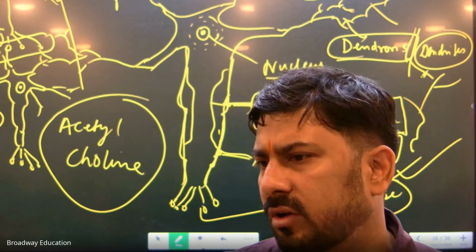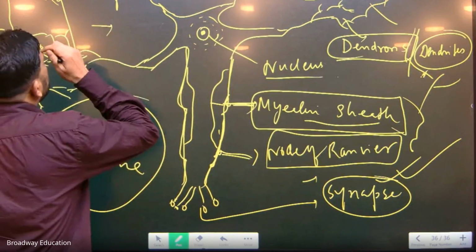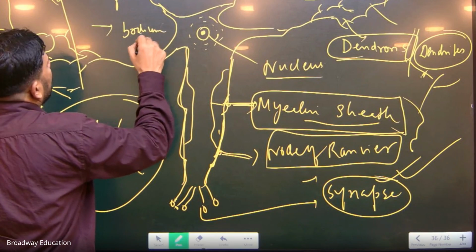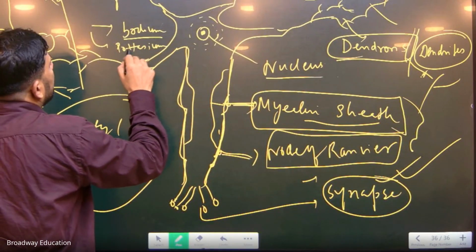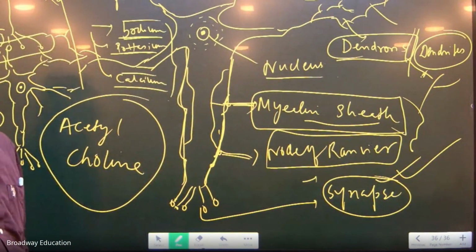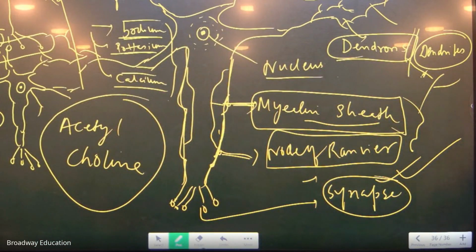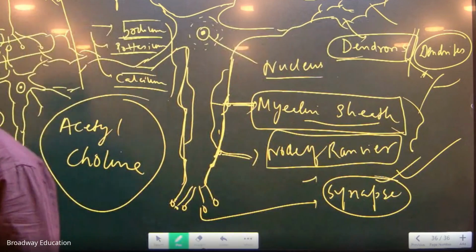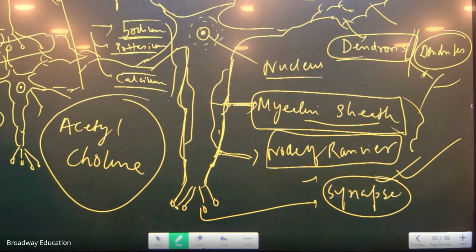Again, in the same context you can write: sodium, potassium, calcium are some important elements required in the transfer of information across the nervous system. Predominantly, sodium and potassium play a very crucial role.